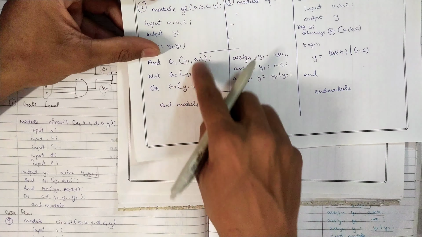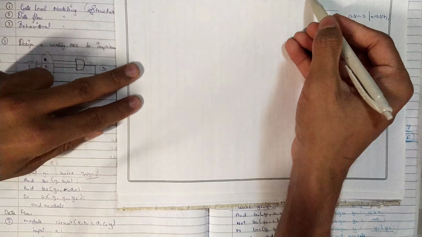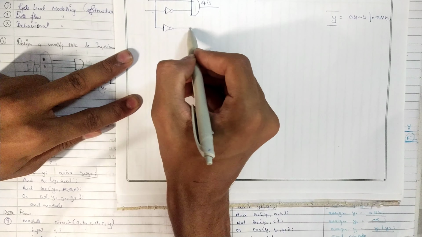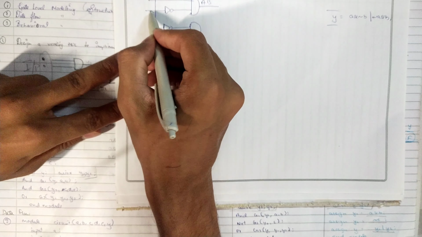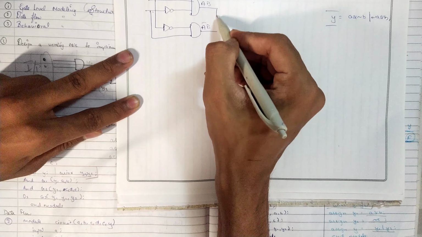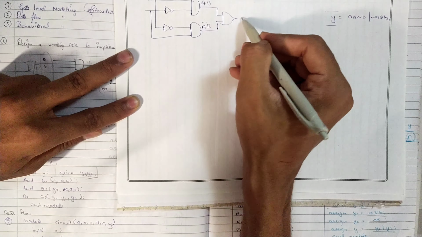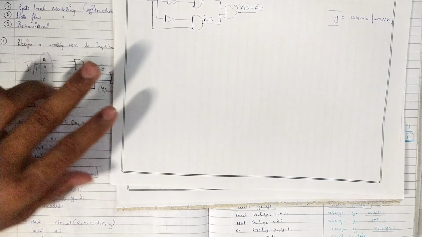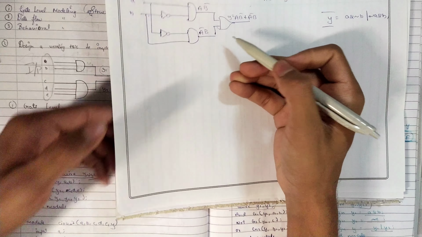Similarly, you have to draw the diagram. According to this, how will the diagram be? This is for your A B bar. This is your A bar B, and then just add them. So AB bar plus A bar B, y is equals to AB. I took a capital, but don't take capital, write small letters. From this diagram you can write.